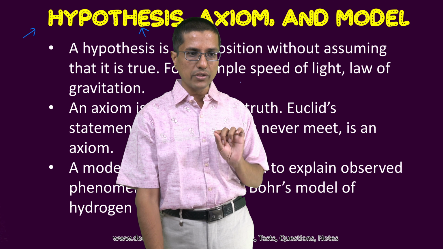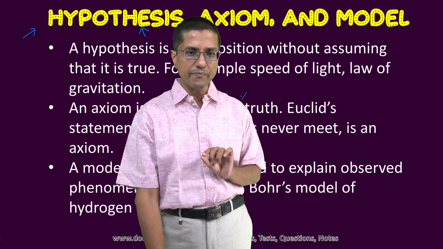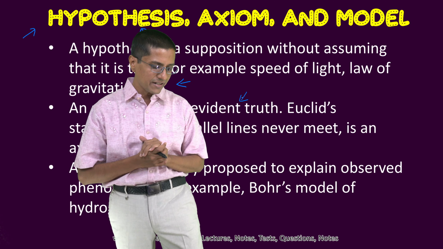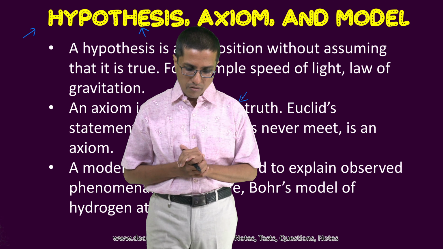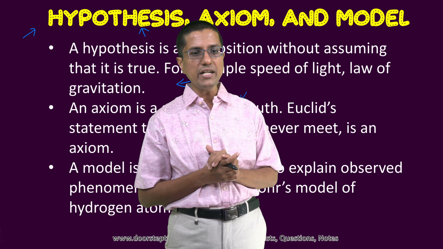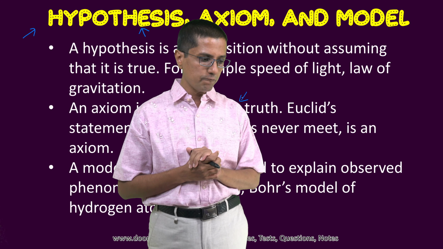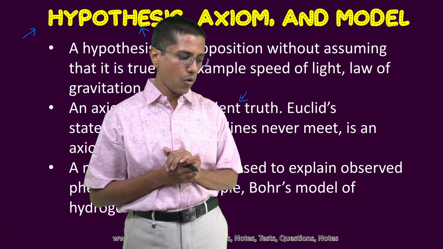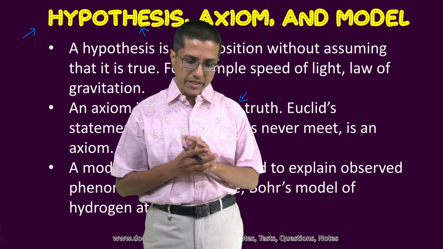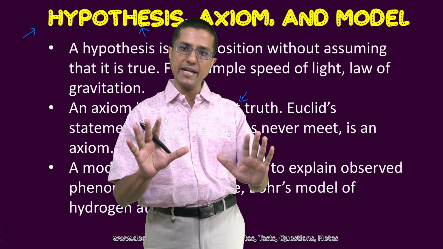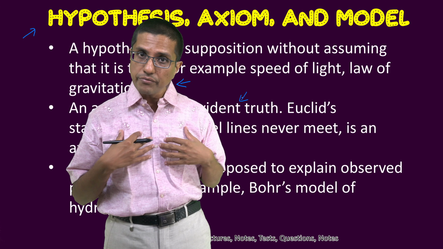Now what we then say is axiom. The second thing that we are understanding here is axiom. What is axiom? Axiom is the self-evident truth. In any theory that we create, we assume that certain axioms are true. For example, when Einstein created the theory of relativity, he said that the speed of light is invariable. That is what we assume.